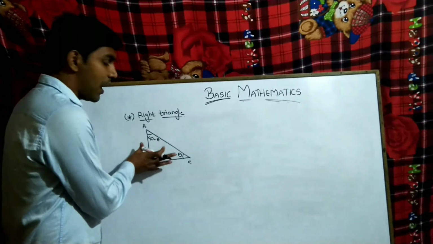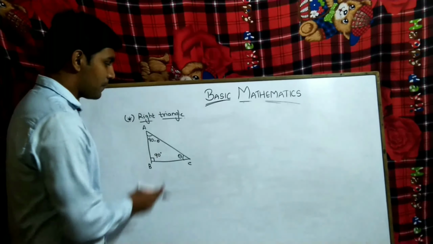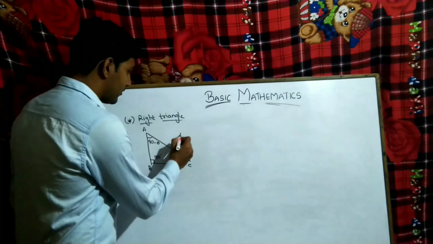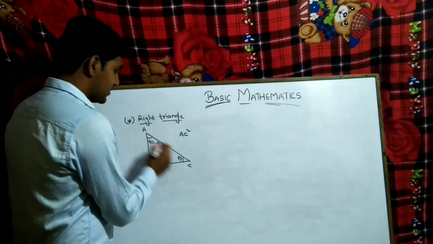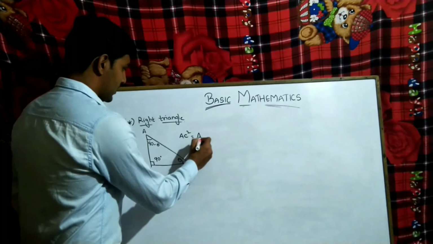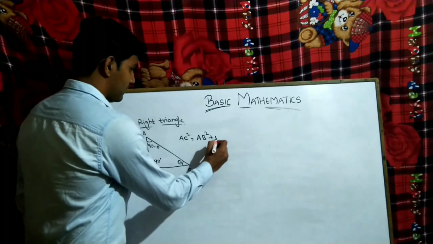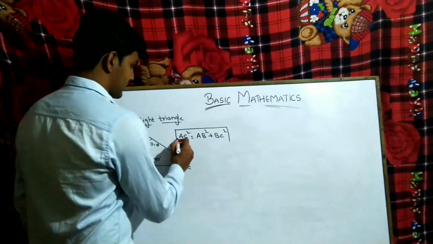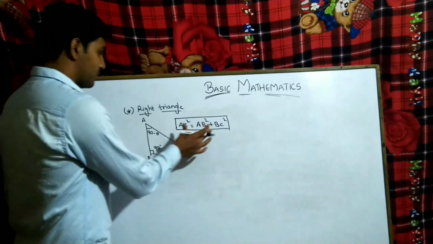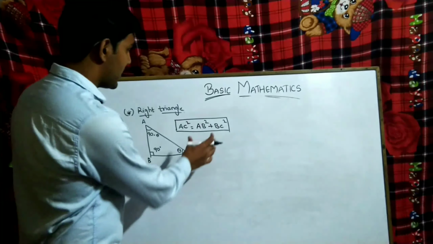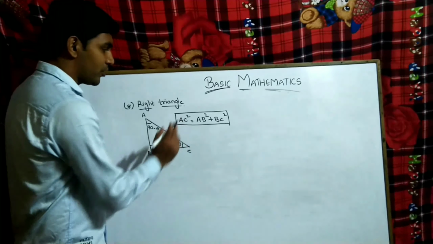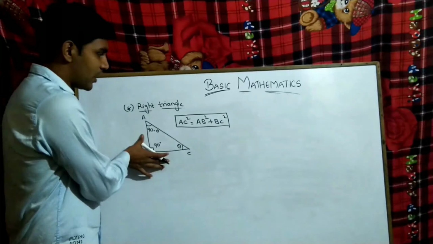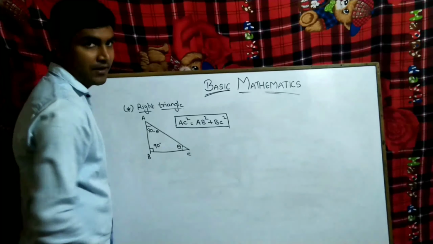Remember one thing, we use the Pythagoras theorem here. In the Pythagoras theorem, AC square is equal to AB square plus BC square. You have to remember this point. AC is the hypotenuse, and AB and BC are the sides. So this is the Pythagoras theorem.